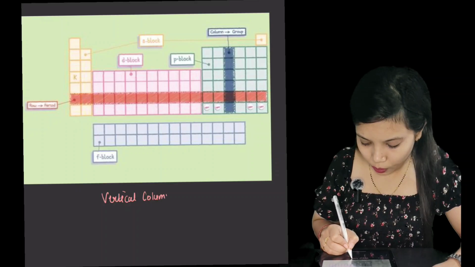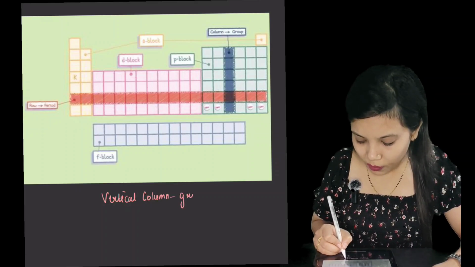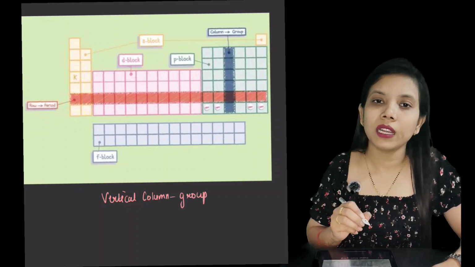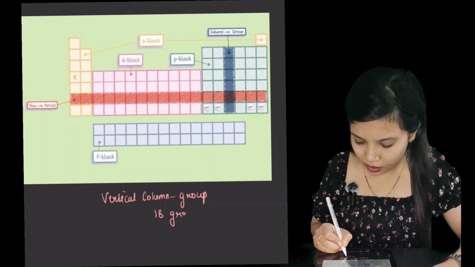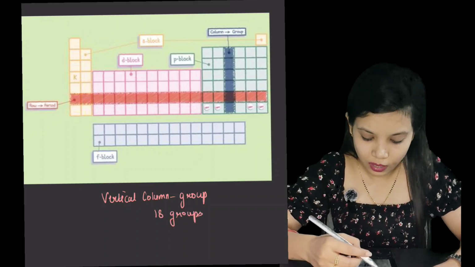are called group. And how many vertical columns are there, students? There are 18 vertical columns. So how many groups are there? Basically, there are 18 groups. You can clearly see here.